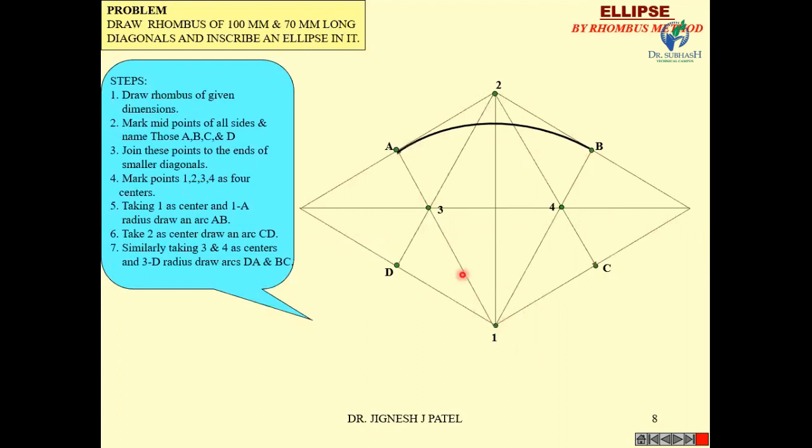With 1 as center, radius equal to 1A, draw an arc. Similarly, with 2 as center and radius equal to 2C, draw another arc. Now with 3 as center and radius equal to 3A, draw an arc, and also with 4 as center and radius equal to 4B, draw an arc. So this method is known as the rhombus method, or we can say the 4-center method.